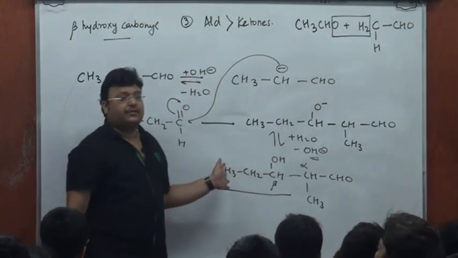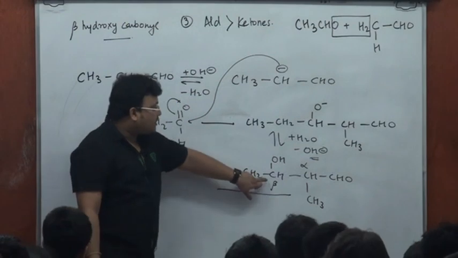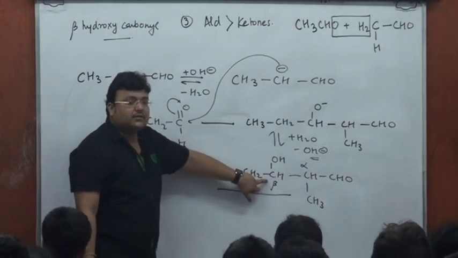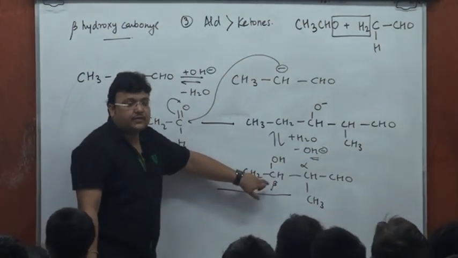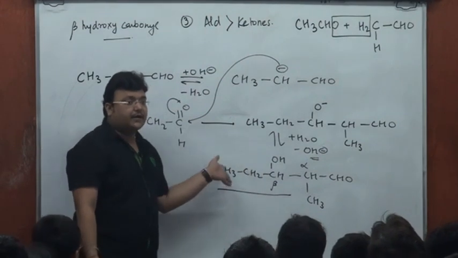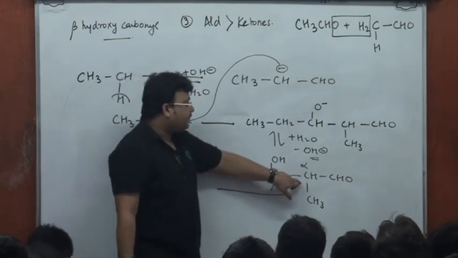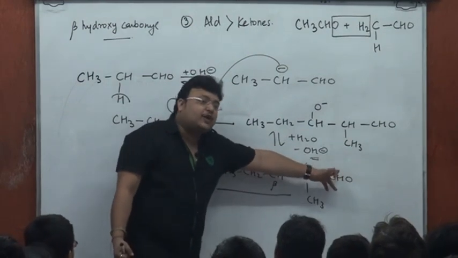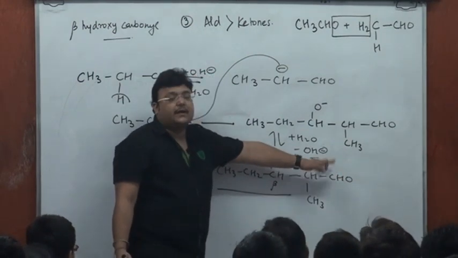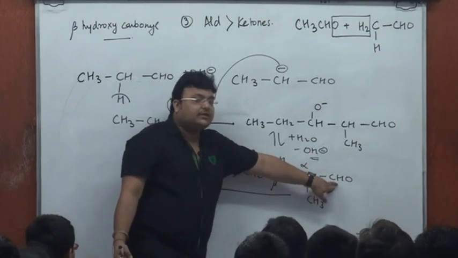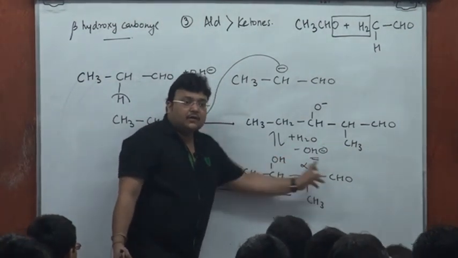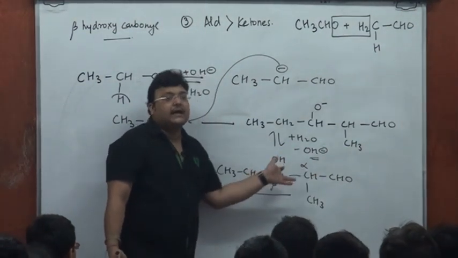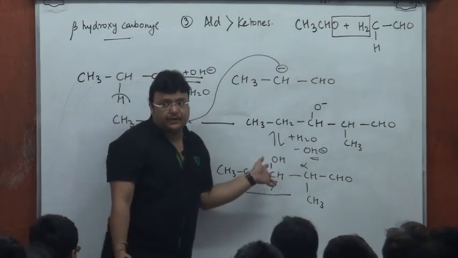I repeat, this carbon bearing the OH, which has come from the carbon acting as the acceptor, will always attach itself to the alpha carbon of the molecule which acted as the nucleophile. So every time with respect to this carbonyl, this OH will be in the beta position. I hope you are figuring it out.